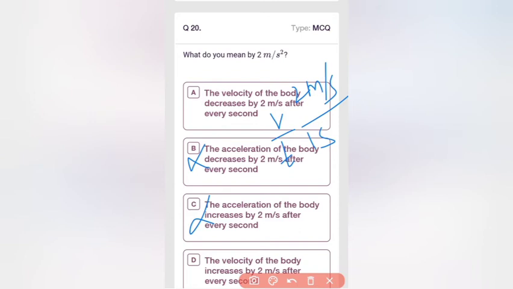Whether the velocity is increasing or decreasing, acceleration means it is positive or negative. Given here, no sign is given, that means it is positive. That means it is increasing. So velocity is increasing. That means velocity of the body increases by 2 meter per second after every second. Option D is the correct answer.